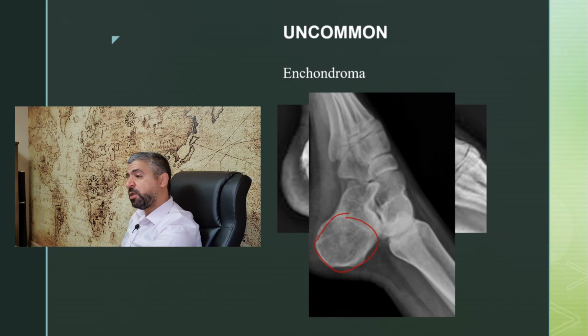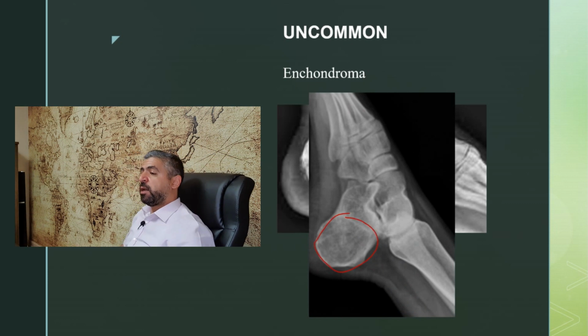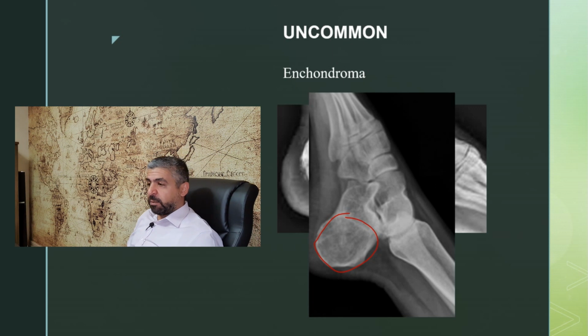For example, in this condition, there is a large lesion that's a little bit hypodense or lucent, and it's well defined, a little bit expansile involving the calcaneus, and it was a large enchondroma, which is a very uncommon pathology to be seen in the calcaneus.